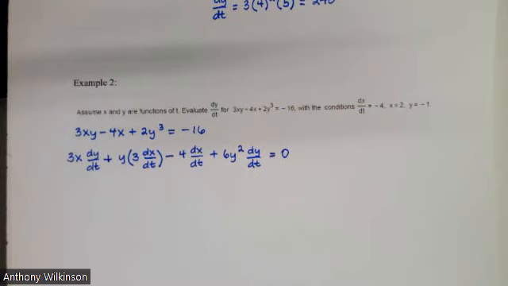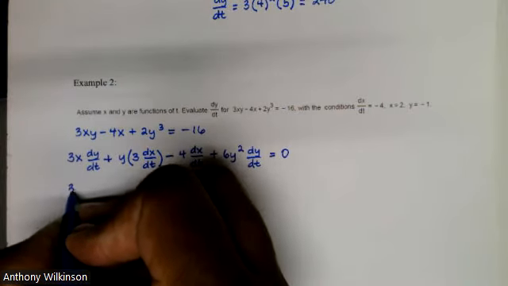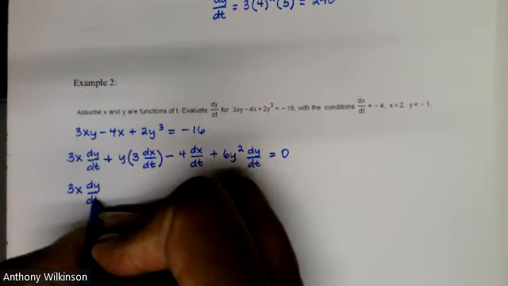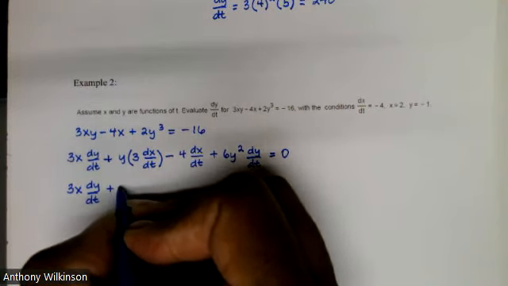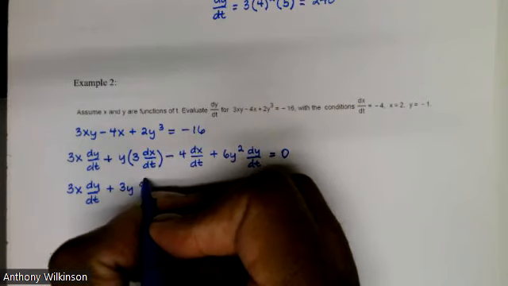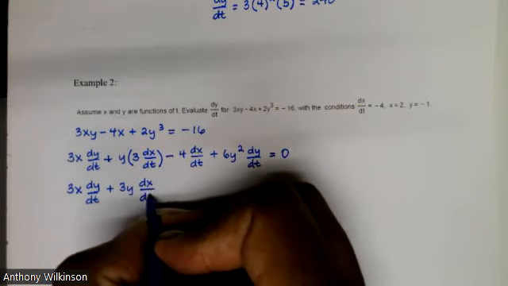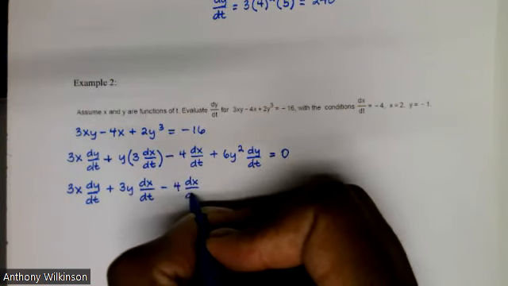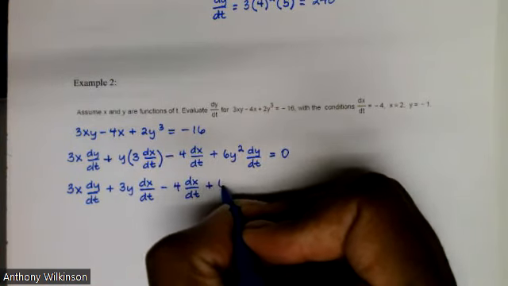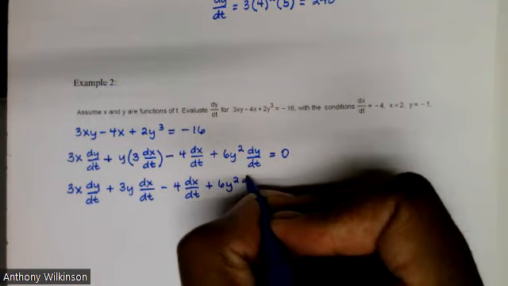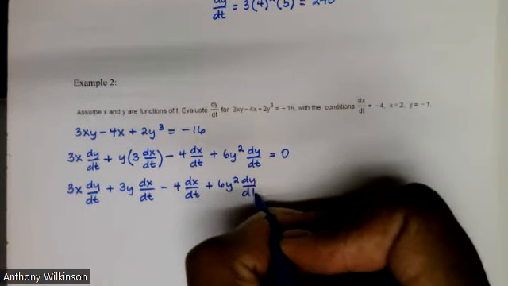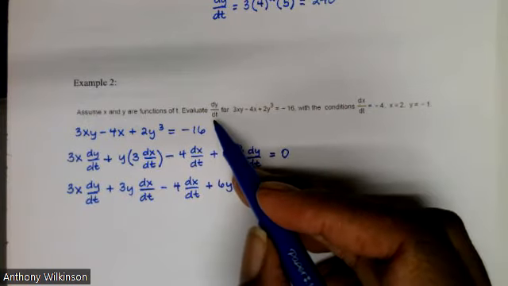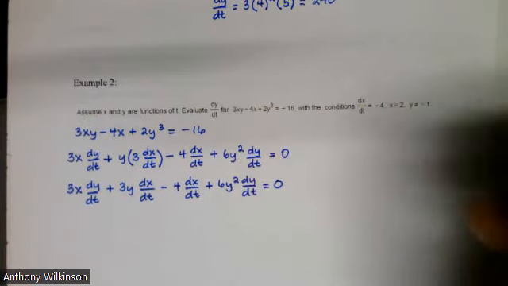All right, now let's clean this up just a little bit. I'm going to bring down the 3x dy/dt, plus, put the 3 in front of the y, that'll be 3y dx/dt, minus 4 dx/dt, plus 6y squared dy/dt. That's equal to 0. So here we're going to evaluate dy/dt. That's what we're trying to find.